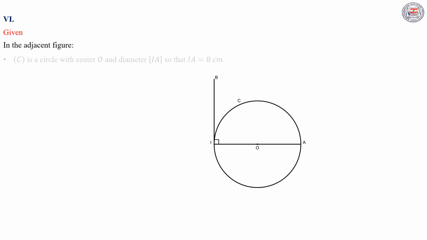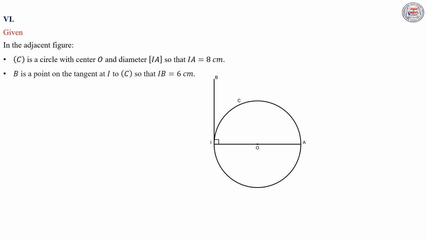In number 6, in the given, we have in the adjacent figure, C is a circle with center O and diameter IA, so that IA is equal to 8 centimeters. B is a point on the tangent at I to the circle C, so that IB is equal to 6 centimeters. In part 1, we have to copy the figure that will be completed later.